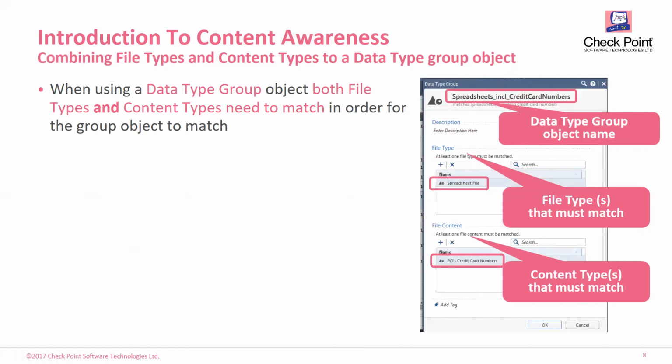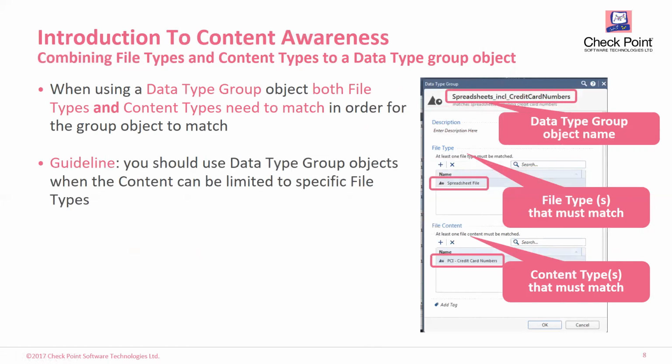And this example is going to be used again on the following slide. So remember that when using data group objects, the file types and the content types need to match in order for the group object to match. Note this word right here that's in bold: and. When we're creating this data type group, spreadsheet files and credit card numbers together, we're saying this is an and. So it's both of these together. If it's only a spreadsheet file, it doesn't match. If it's only PCI credit card numbers, it doesn't match. Only when it's a spreadsheet file with credit card numbers does it match this data type group.